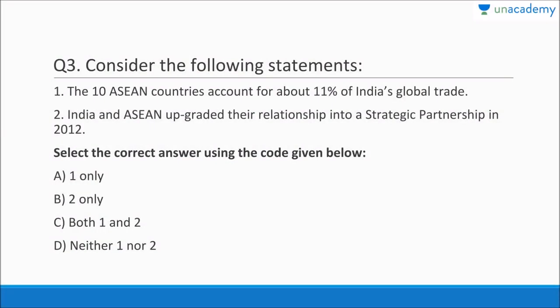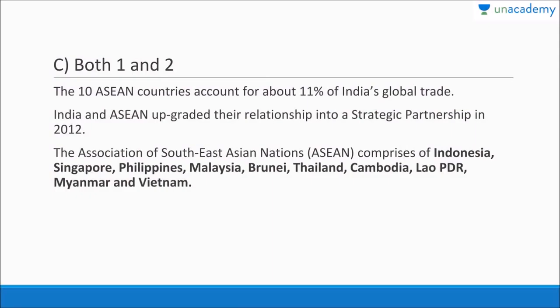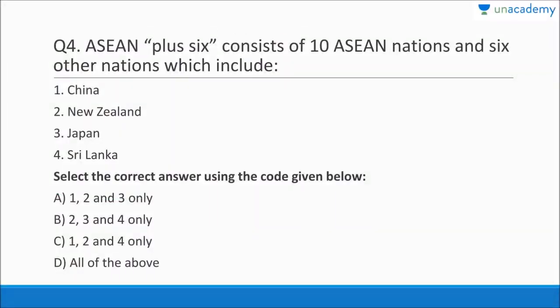Question number 3. The 10 ASEAN countries account for about 11% of India's global trade. India and ASEAN upgraded their relationship into a strategic partnership in 2012. Answer here is C, both 1 and 2. The 10 ASEAN countries account for about 11% of India's global trade. And India and ASEAN upgraded their relationship into a strategic partnership in 2012. And the Association of Southeast Asian Nations comprises these 10 countries: Indonesia, Singapore, Philippines, Malaysia, Brunei, Thailand, Cambodia, Laos, Myanmar and Vietnam.